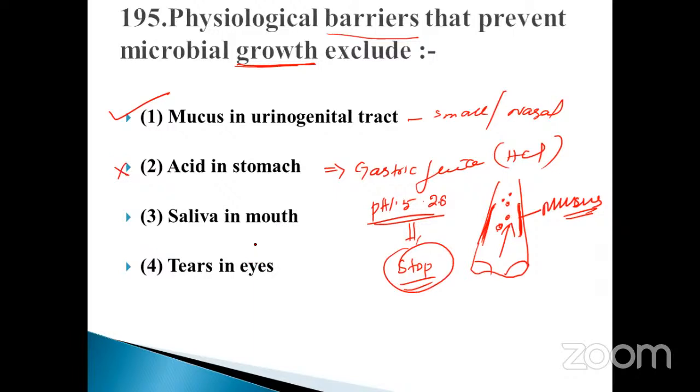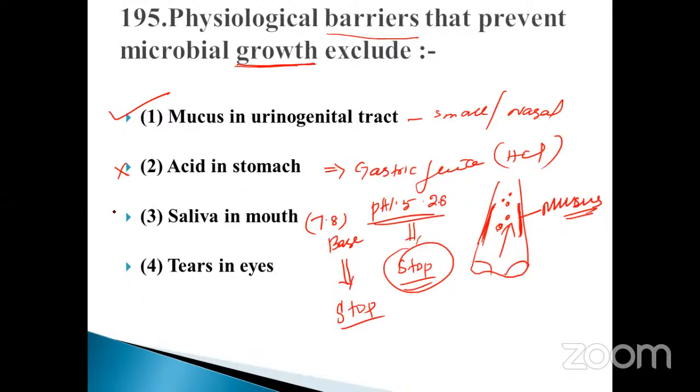And saliva in the mouth also. The salivary gland in the mouth also secretes some enzymes, amylase and so many other enzymes, but the pH would be near 7.8. This one is acid, this one is base. With the base also, microbial activity stops.